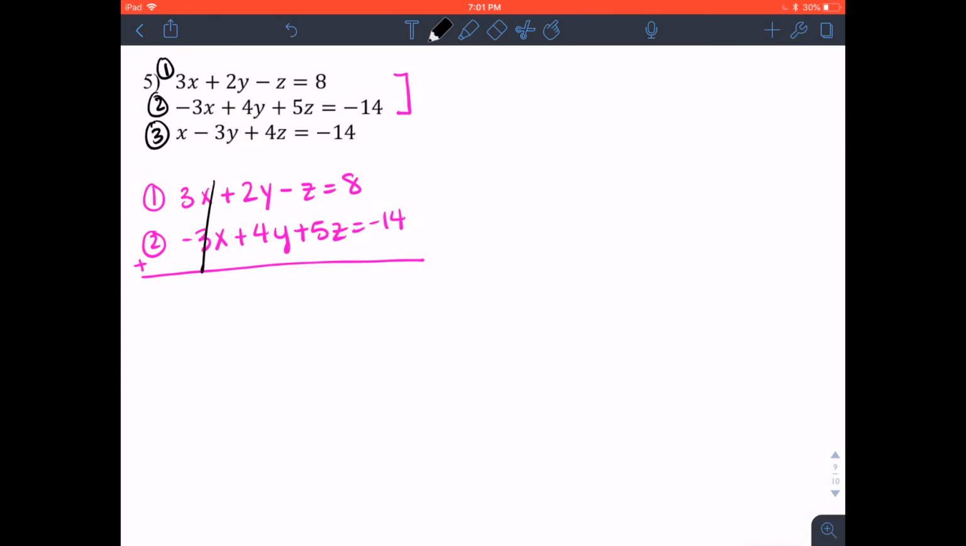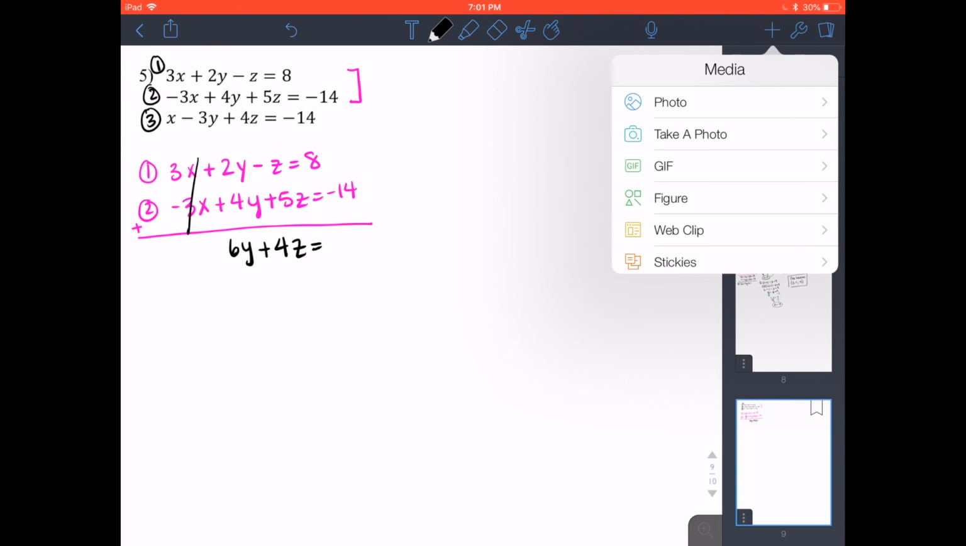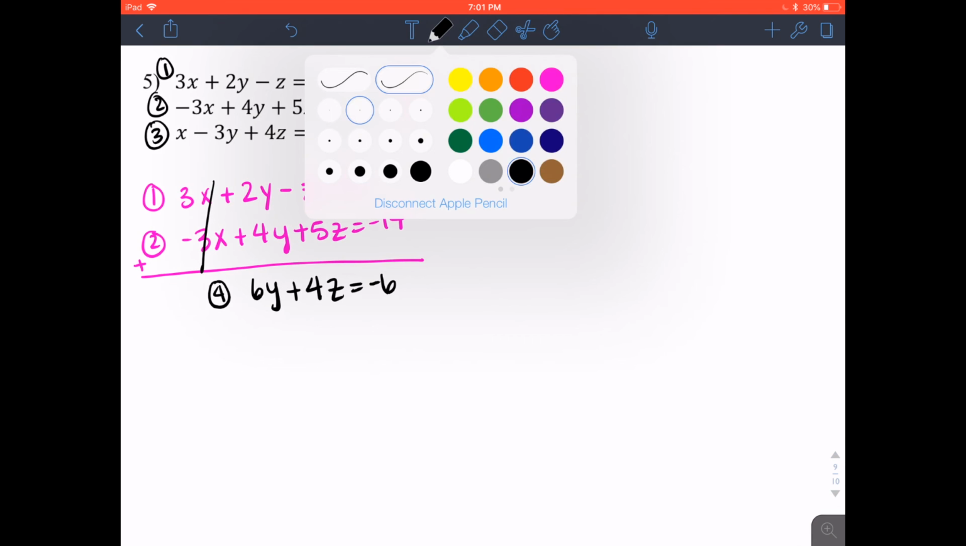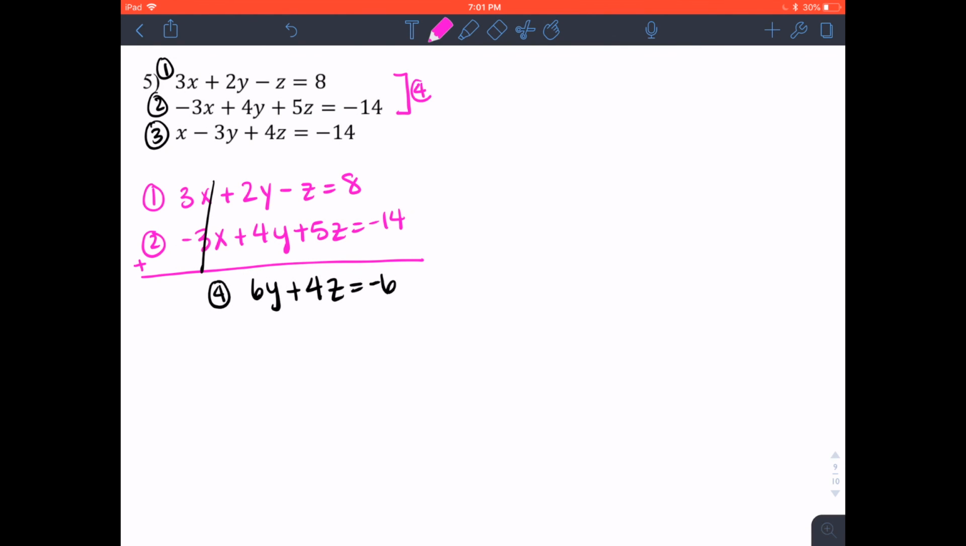So it looks like my x's cancel, and then I have 2 plus 4y, which is going to be 6y, negative z plus 5z, that's positive 4z. 8 plus negative 14, let's see, is negative 6. And so this is going to be equation 4. So over here, I'm going to write this as equation 4.